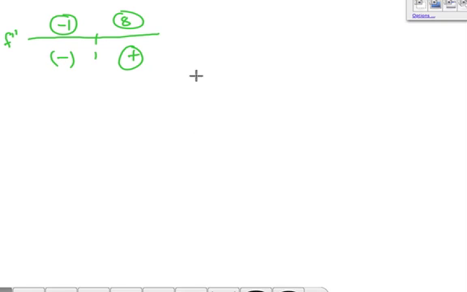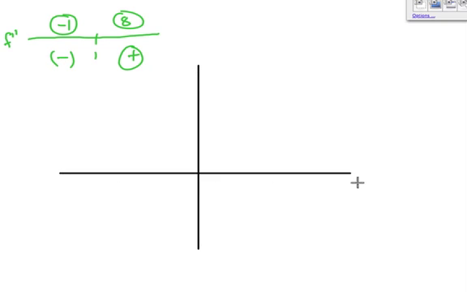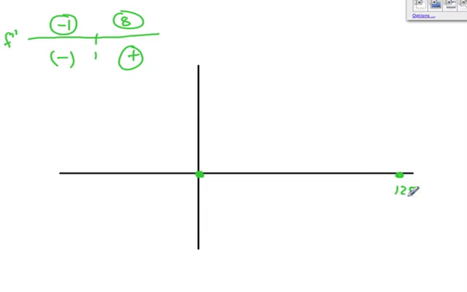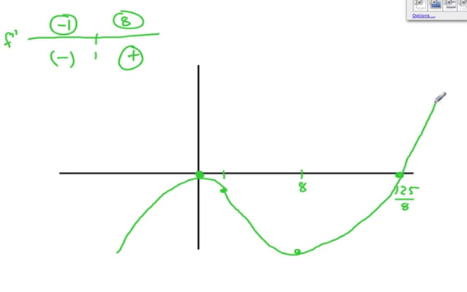I think we can graph now. So our points are, it goes through 0, 0, and it went through 125 over 8, which is around 15.5. There was a minimum we saw at 8 and a point of inflection at 1. It's concave down, and it has a maximum at 0. It goes through 0, 0, and then there's a point of inflection. Minimum at 8. And then it's concave up forever and ever.